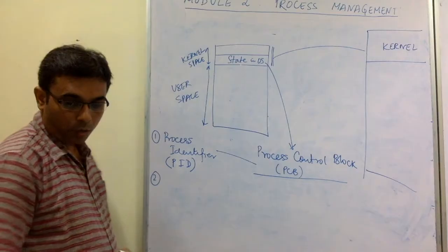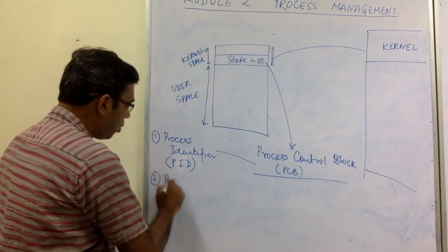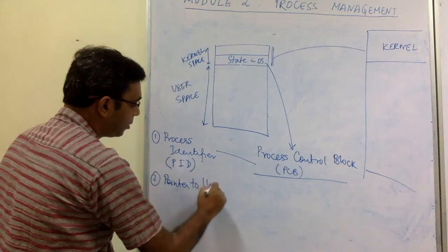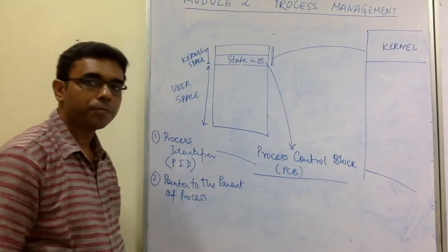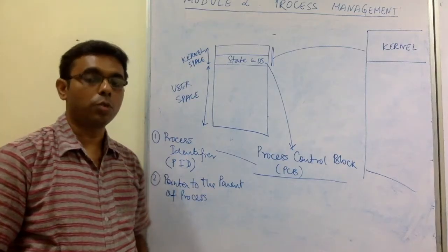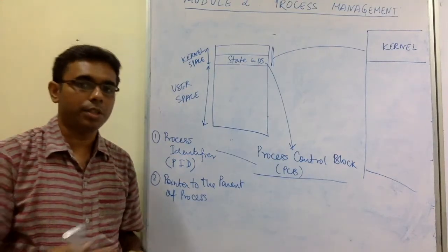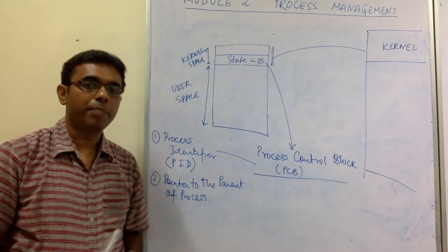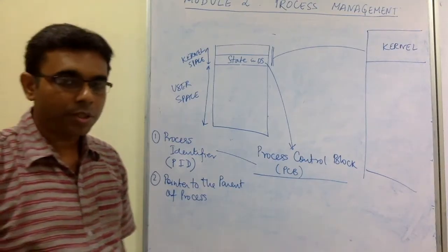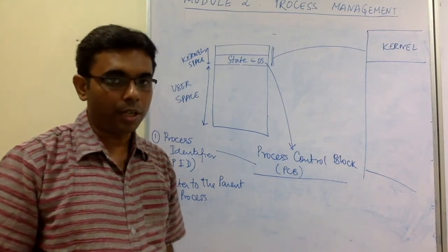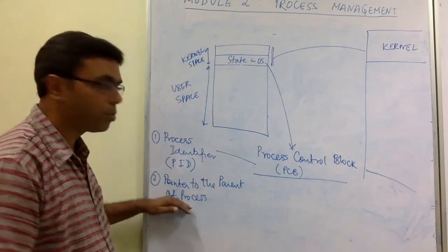What next? In addition to the identifier of the process, it also contains a pointer to the parent of the process. Who was the process that was responsible for creation of this process? We'll talk about process creation in the next lecture. Then we'll understand that there is a parent-child relation between processes, because one process gives rise to another. The one who created is called the parent, and the one which was created is called the child. Every child must keep track of who was its parent. So that is why there is a pointer to keep track of this.